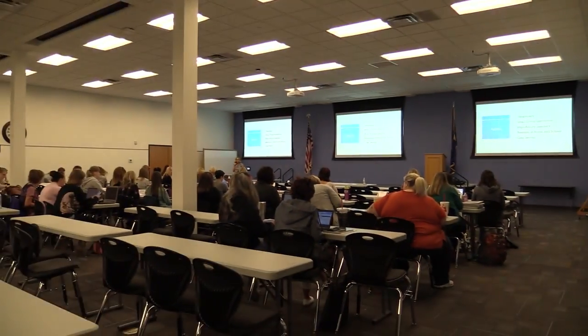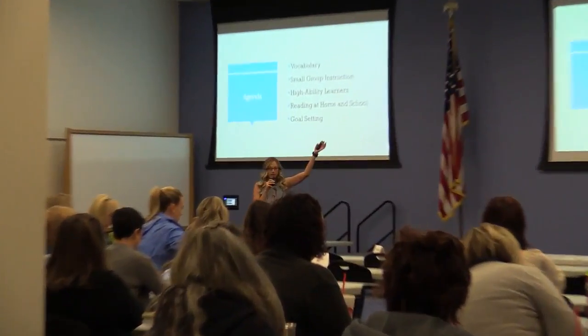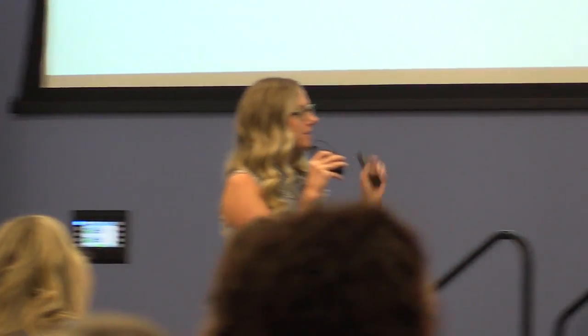So for today, when we look at the agenda for the day, we're going to be starting with vocabulary, so that will be the beginning of the day. Then we'll move into small group instruction and how to sort our kids and then what we should do for each of those groups. After that, we'll be talking about what we need to do for our high ability learners, because I'm certain you all have some of those in your classes as well. And then if we have time, we'll be talking about the difference between reading at home and reading at school.